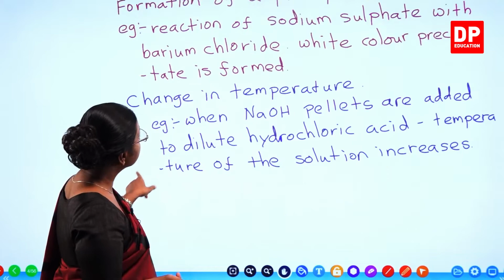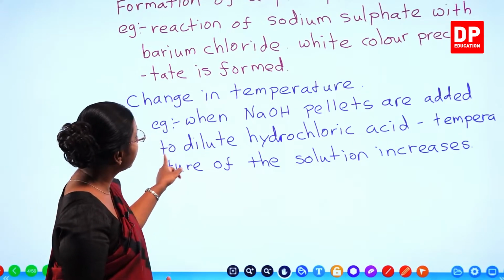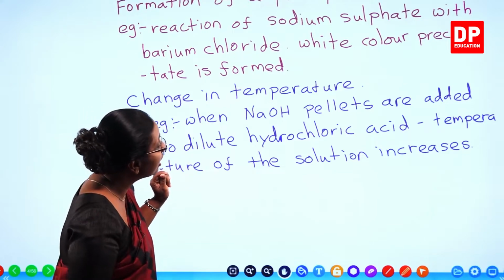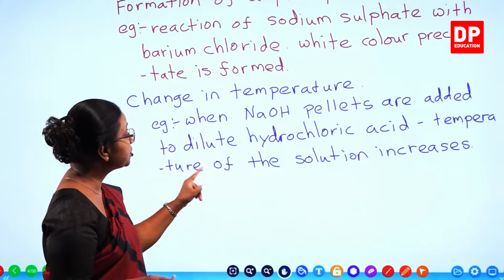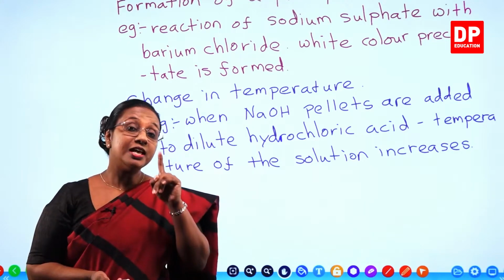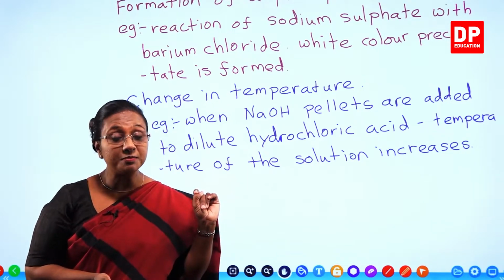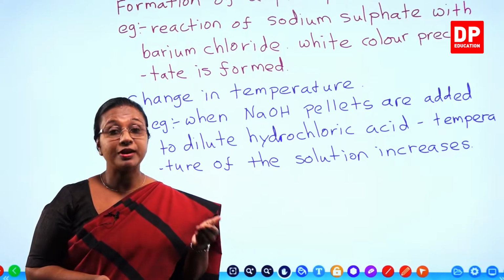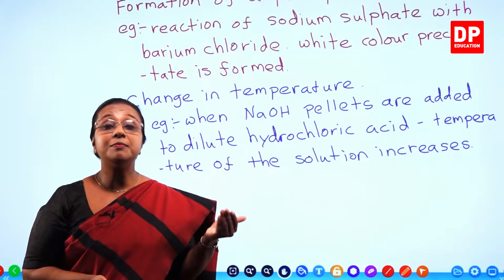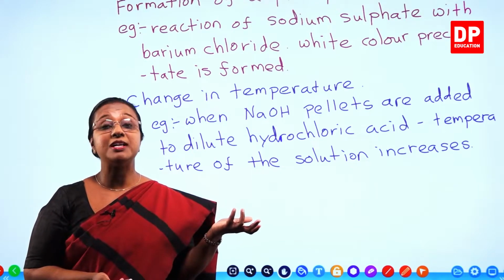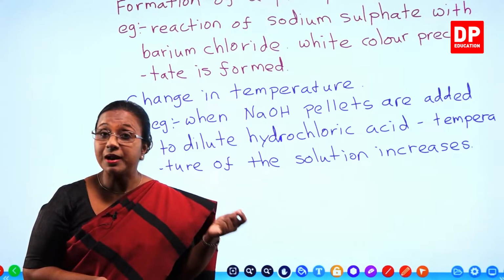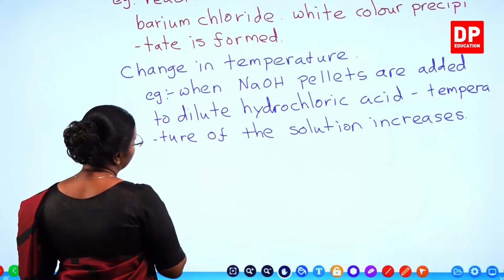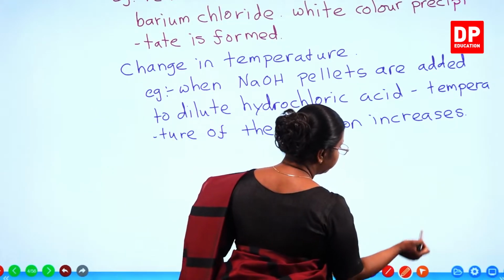Then we looked at the change in temperature. Example, when sodium hydroxide pellets are added to dilute hydrochloric acid, the temperature of the solution increases. There is one more that we observed before. They burn with a colored flame. You can remember, when we burnt a piece of magnesium in the Bunsen flame, it burns with a bright white flame. So that is also an evidence. So we can include that as well.